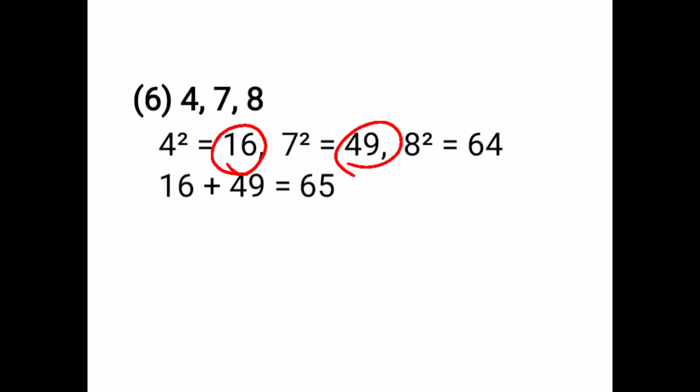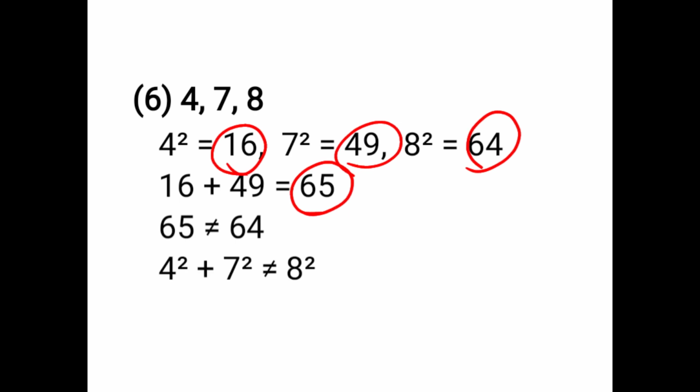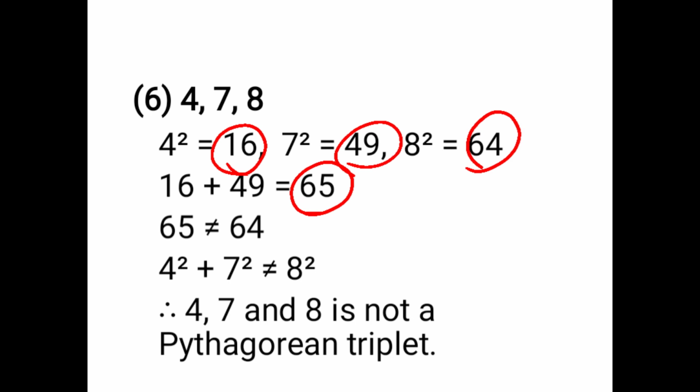Now compare whether the sum of the squares of the two smaller numbers is equal or not to the square of the bigger number. No. 16 plus 49, answer is coming 65 and 8 square is 64. So it is not equal. Therefore, the given numbers are not a Pythagorean triplet. Okay. 65 is not equal to 64. 4 square plus 7 square is not equal to 8 square. Therefore, 4, 7 and 8 is not a Pythagorean triplet.